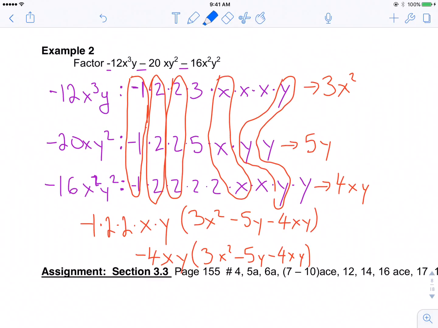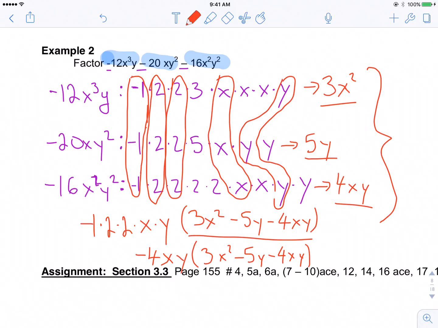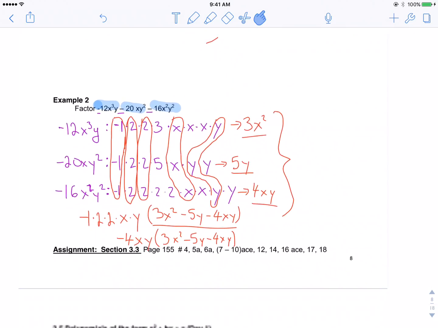Now, if you're at the point where you can look at each of these and say, hey, my biggest factor that I can take out of all three of those terms is 4xy, then you can just start working from there. But it's going to take you a little bit of practice to get there. Okay? So lay out how you want to factor using prime factorization, pull out your greatest common factor, figure out what you have left over, and write down your polynomial. That question factored. Done.